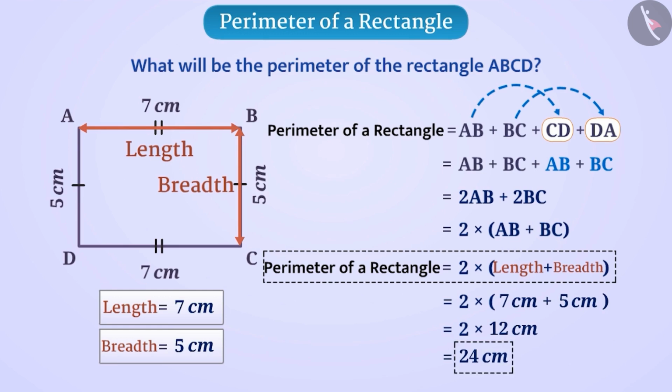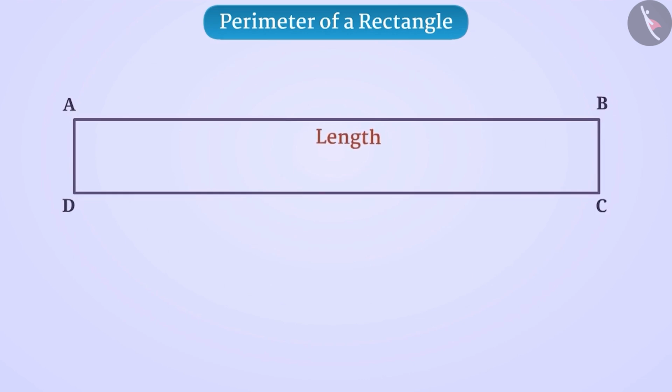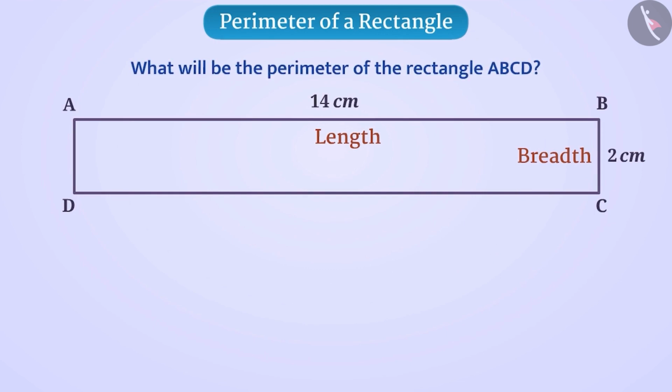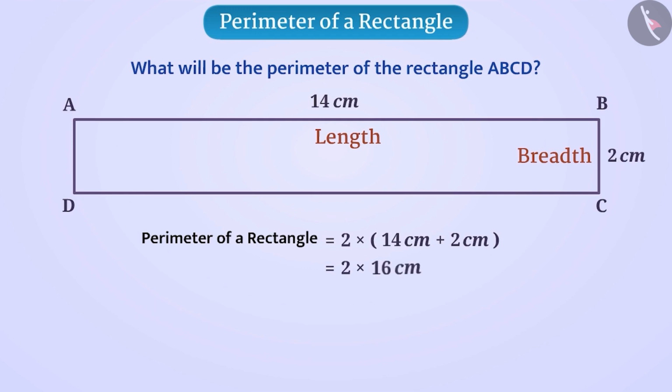So now, will you be able to tell, if the length of a rectangle is 14 centimeters and the breadth is 2 centimeters, then what will be its perimeter? Give it a try. You've got it right. In this case, the perimeter of the rectangle will be 2 into (14 centimeters plus 2 centimeters), which is equal to 2 into 16 centimeters, which is equal to 32 centimeters.